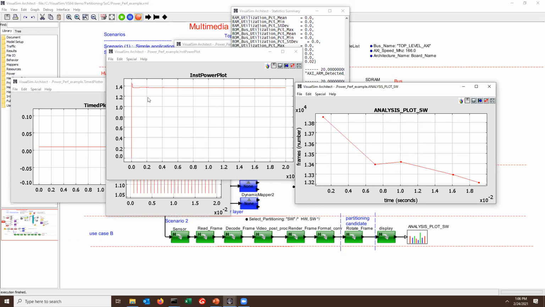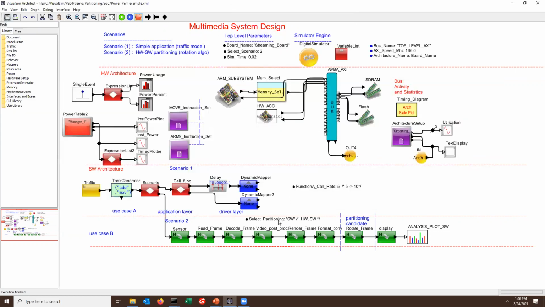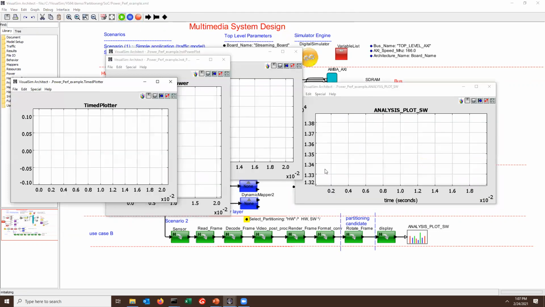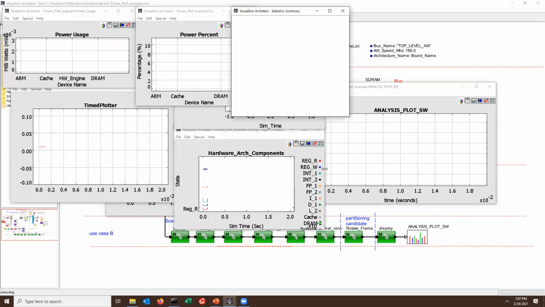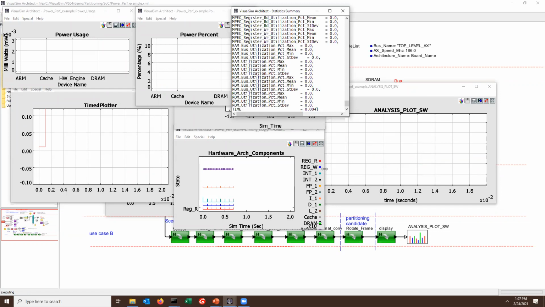We just ran the simulation 20 milliseconds. We noted that we're at about 13,000 frames per second, but the power is at 1.4 watts of power, which is above our 1 watt of power target. So what we're going to do is move this particular candidate, and we did some analysis in advance, we're not showing you that right now, to more of a hardware. Same graph, but we're going to move the one particular element alone to the hardware platform. And we're going to see how that impacts the overall system.